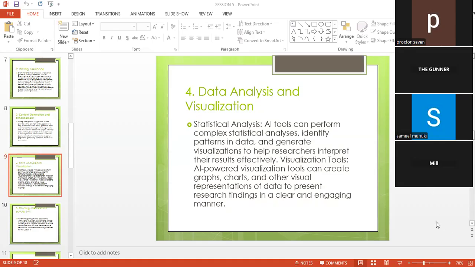So even a table, if you have a table and you want to get a graph out of it, you just drop it there and you will be able to get a very good graph. So sometimes you don't need to struggle drawing bar graphs to analyze data.